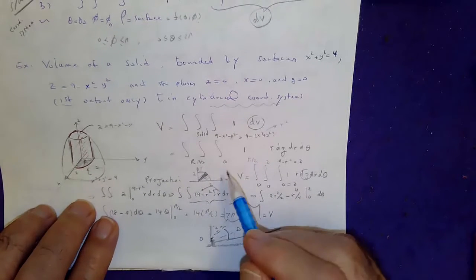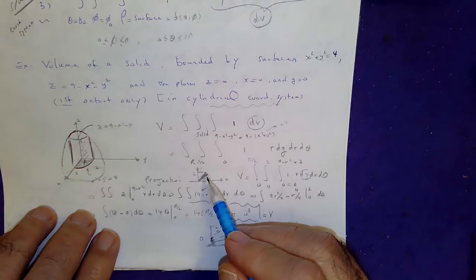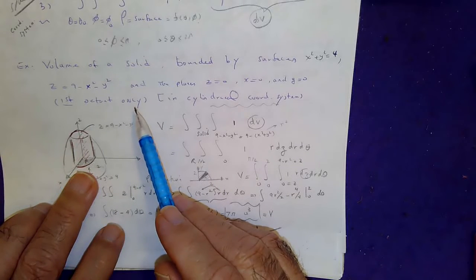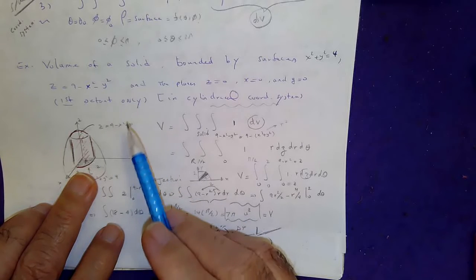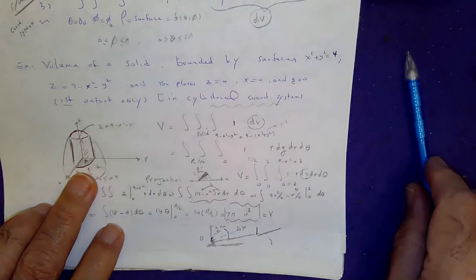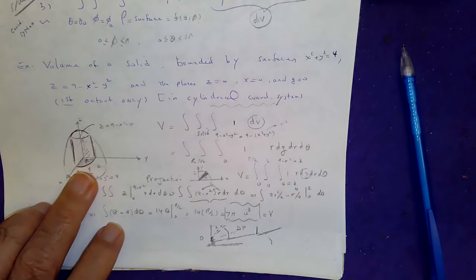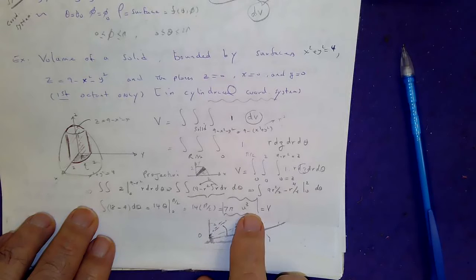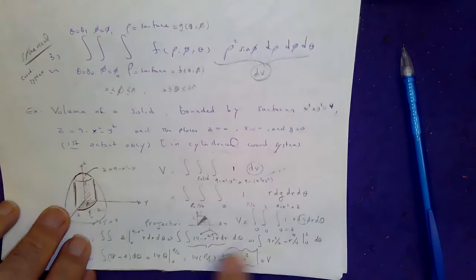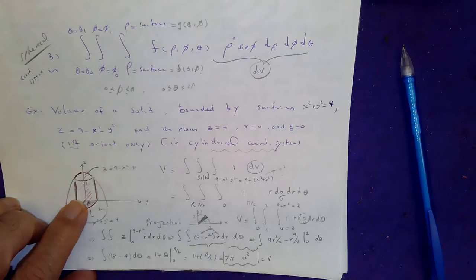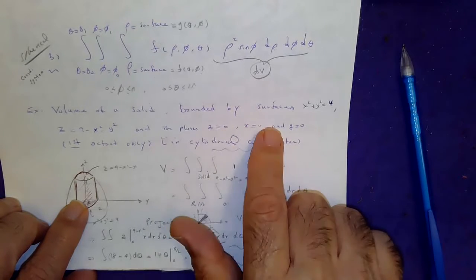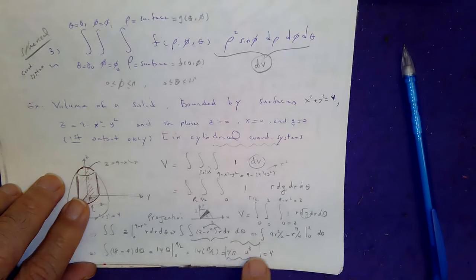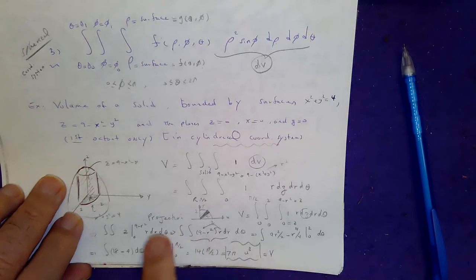And theta goes from what? 0 to pi over 2, because you're dealing with a quarter of a circle. Remember, you're in the first octant only. Everything is positive, correct? First octant in space, that's kind of analogous to the first quadrant on the floor. Then you evaluate this, then you get 7 pi cubic units. So therefore, the volume of this so-called solid bounded by these surfaces in the first octant comes up to 7 pi cubic units.